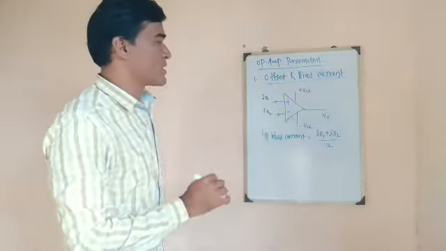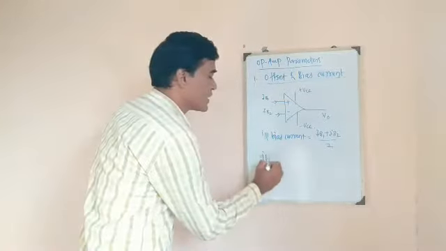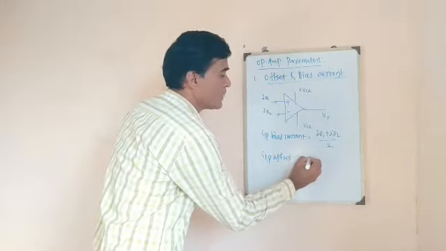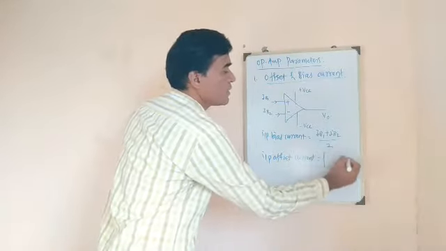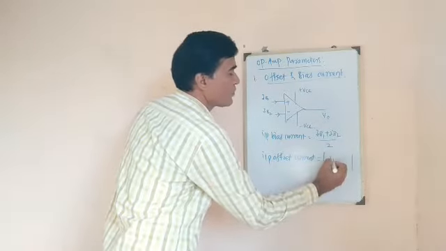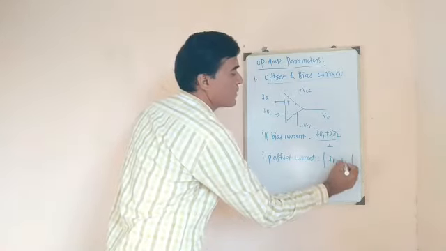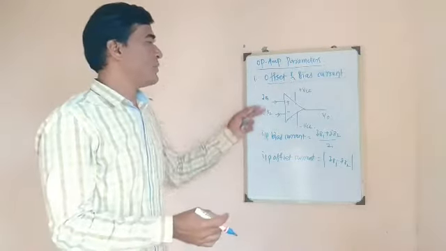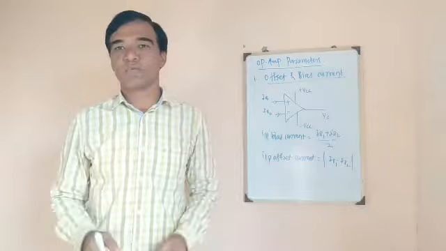What is input offset current? Input offset current is the difference between these two, IB1 minus IB2. The difference between IB1 and IB2 is known as input offset current.